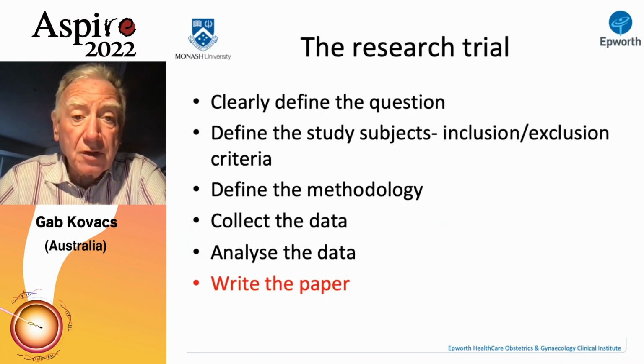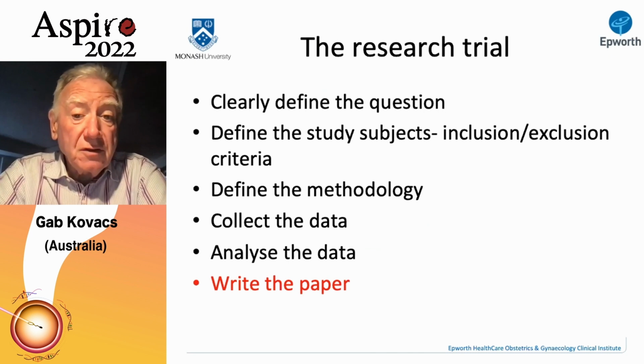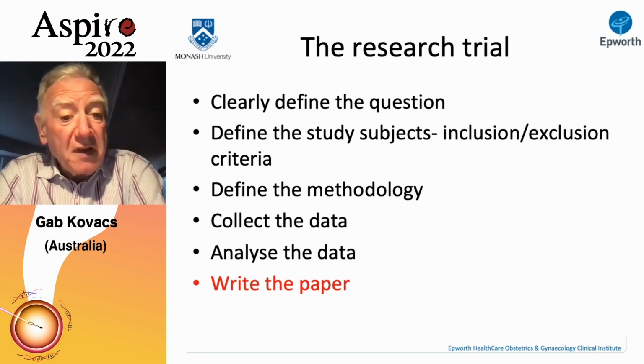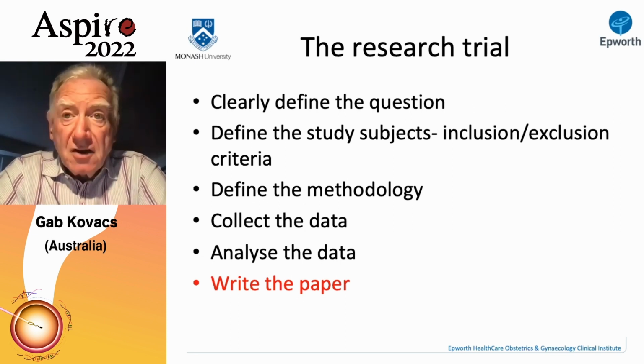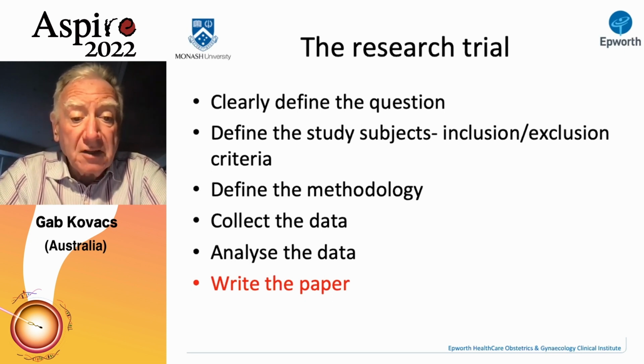Having conducted the research, we've clearly defined the questions, we've done the study subjects, we've defined the methodology, and we actually have the data, we've analysed it. We then have to sit down and write the paper so it's of such quality that it can be accepted for publication without too many alterations needed. Nothing worse than writing a paper and having it come back requesting major revisions and entailing a whole lot of extra work.